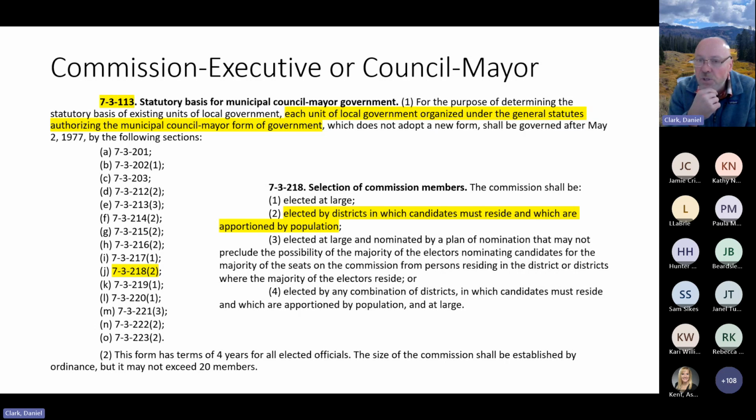So coming into it in 1972, this was the default. And in order to change to something different, you need to place that question on the ballot for the voters to make that choice. So there have been several over the years, several municipalities with the commission mayor form of government that have shifted from 2, which is the commission is elected by districts in which candidates must reside and which are apportioned by population. So some of the smaller jurisdictions struggle with that, trying to find 75 people on one side of town, one of those people willing to run for office. So what they've done is they've adopted number 1, which is election at large.